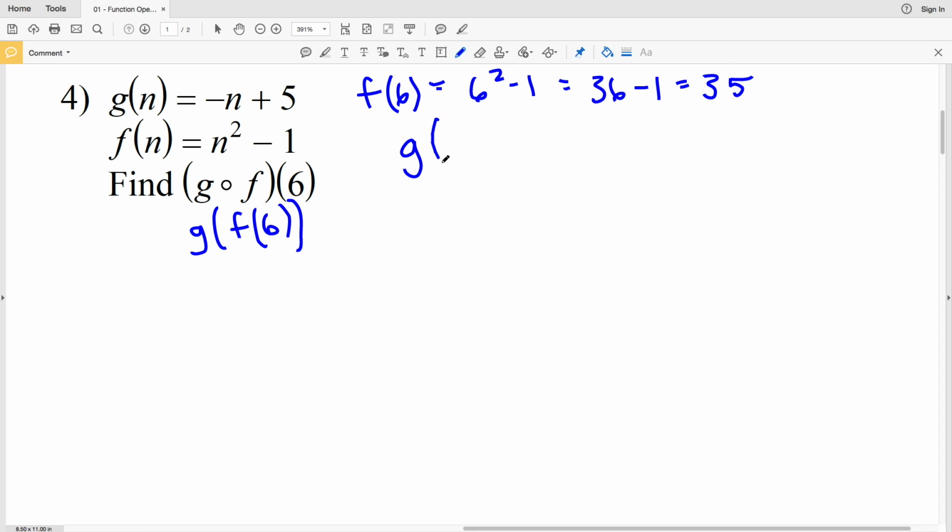So when we do g of f of 6, we're now going to plug in 35 because that's what f of 6 is equal to. So we're going to have g of 35.